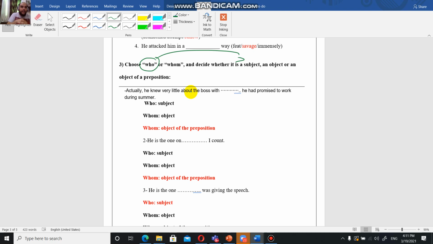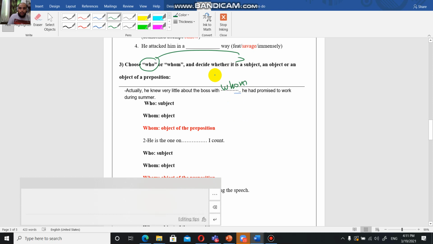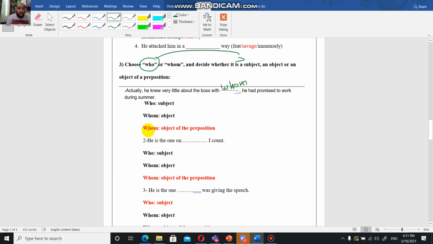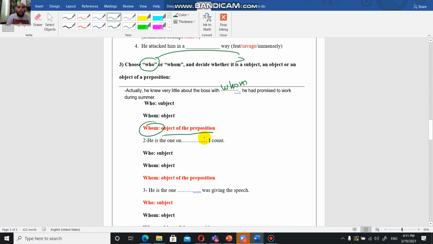So the boss here, is he the one doing the action? Is he the one who promised? No, he had the promise from the boy, so he is an object receiving the action here. The boss is receiving the action of being promised by the boy. So with whom he had promised to work during summer. We are talking about whom. It's not a normal object, of course. It's an object of a preposition.